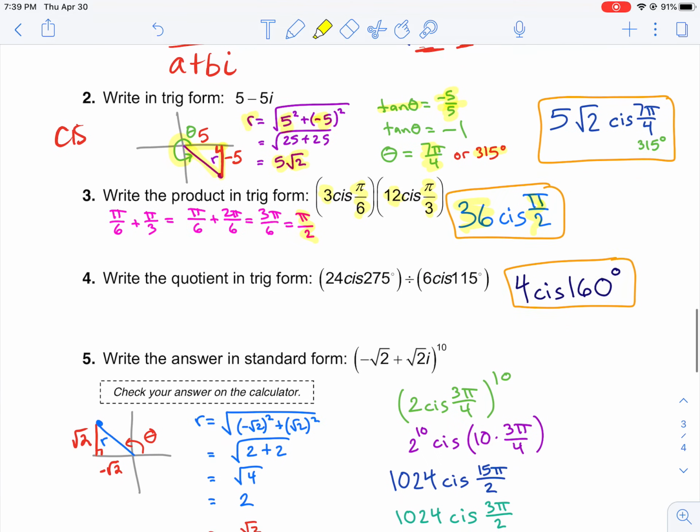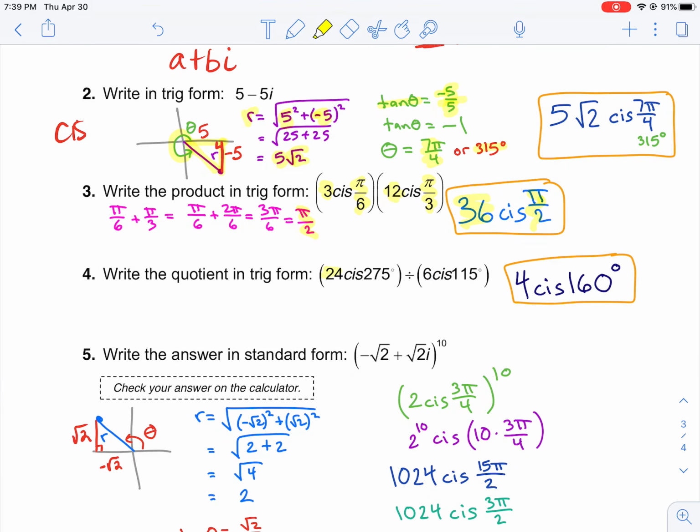If I want to find the quotient of this, I'm going to do 24 divided by 6, which gives me 4. And then I need to do 275 degrees minus 115 degrees, which is 160 degrees. And they want it in trig form, so that means keep it in cis form.